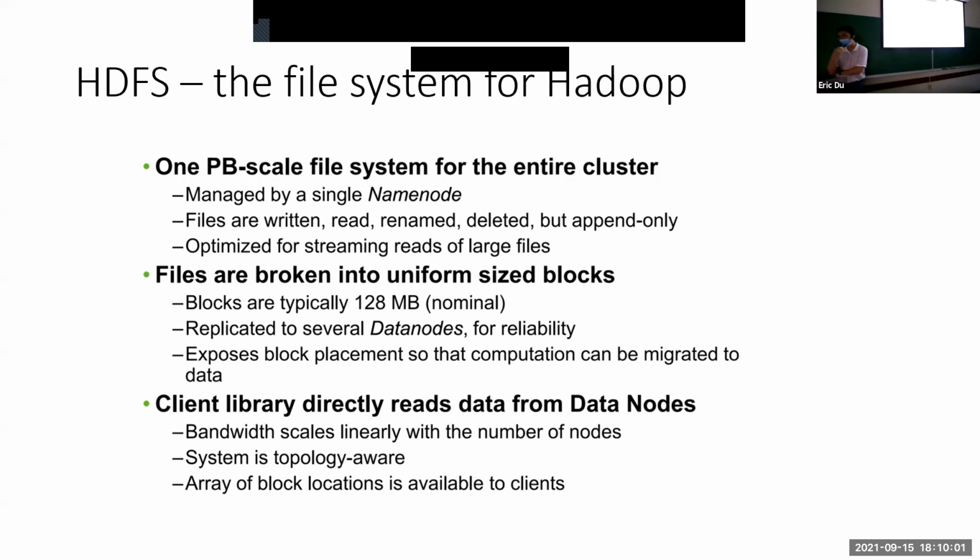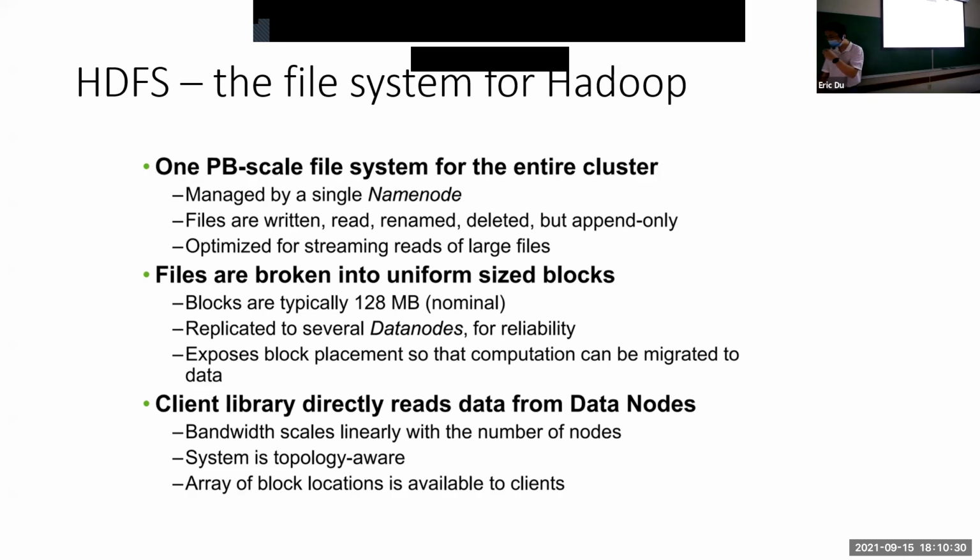And it's optimized for streaming the reads of large files. The way it works is it breaks the data into uniform sized blocks. In the video, it mentioned that it's 128 megabit. And then they duplicate that, usually 3-4 copies of that. So 3-4 copies of 128 megabit, and they send them to the data nodes for reliability. So we don't miss the important data.